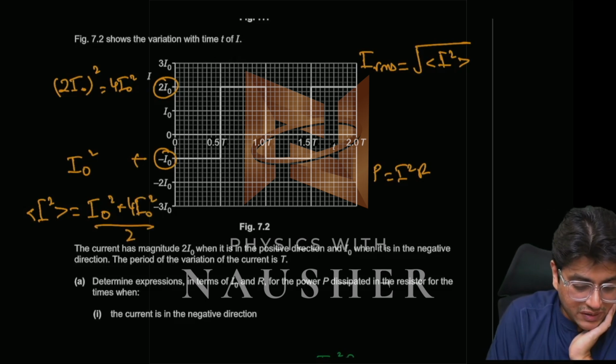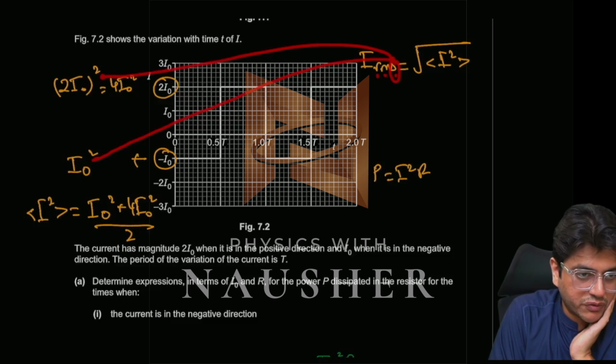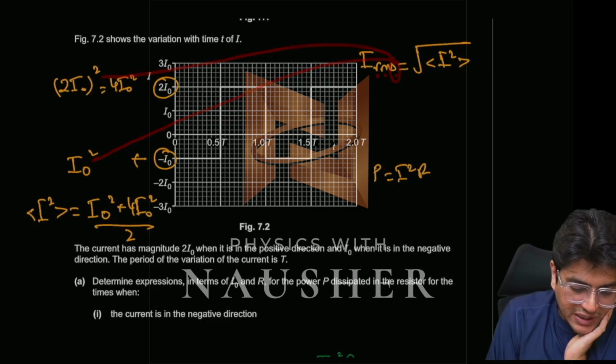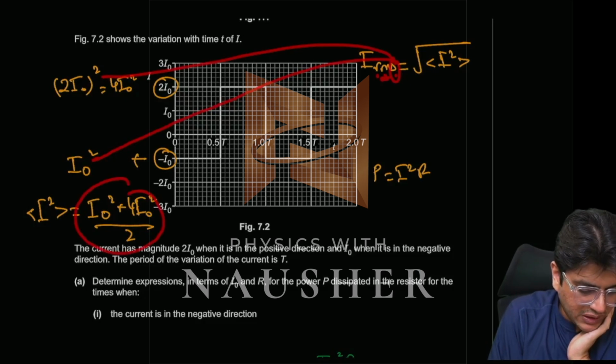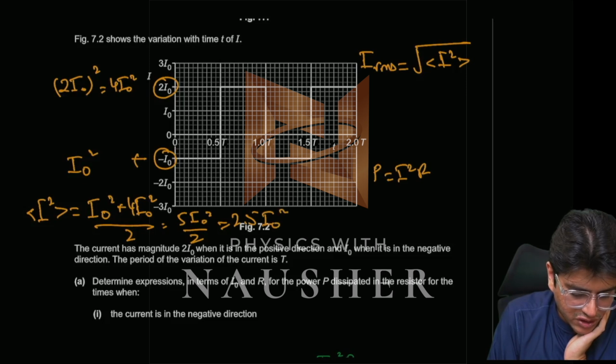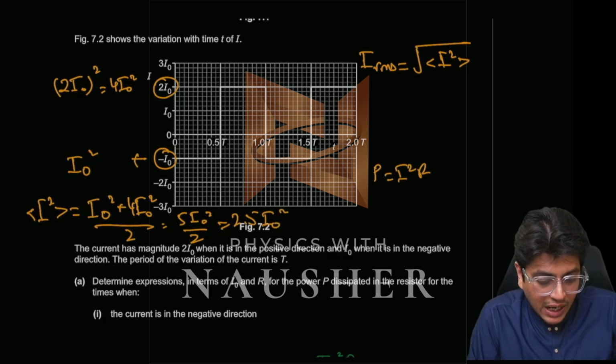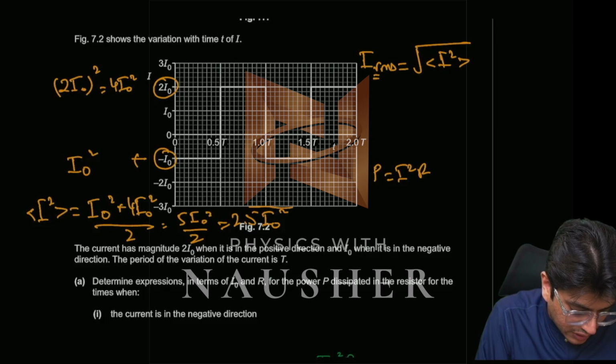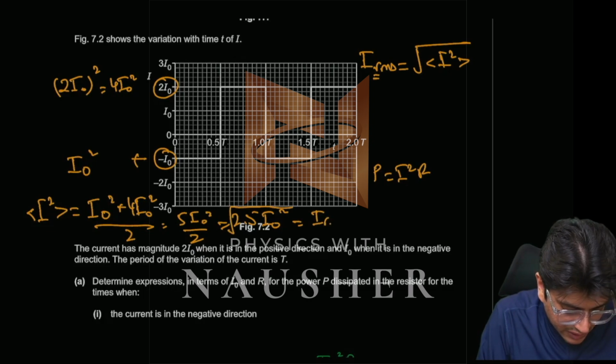Remember that this is root mean square. So first you square. So first I squared the two different currents. Then you take the mean. So I took the mean, and I ended up getting 5 I naught square divided by 2, which is 2.5 I naught square. And now you take the root, so you do an under root on this to get IRMS.